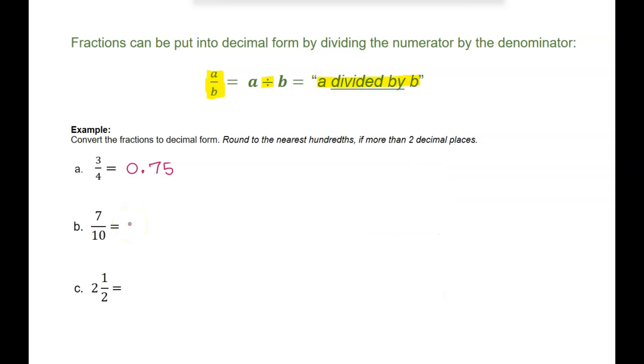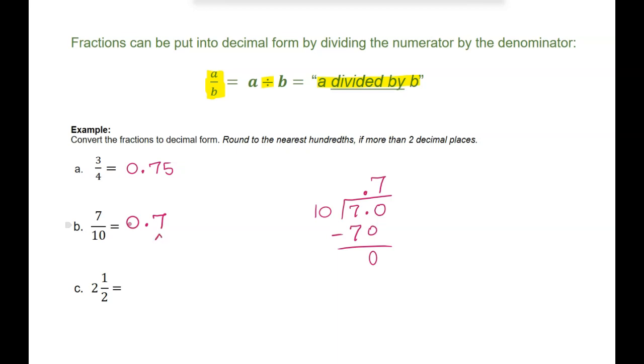7/10. We'll set that up. You could always use a calculator as well, if that's allowed in your class. 7.0. Now, how many times does 10 go into 70? Let's bring our decimal point up. And if you said 7 times, you're correct. Now look, this is easy peasy. 0 is our remainder. So 7/10 is telling you that our answer is 0.7.